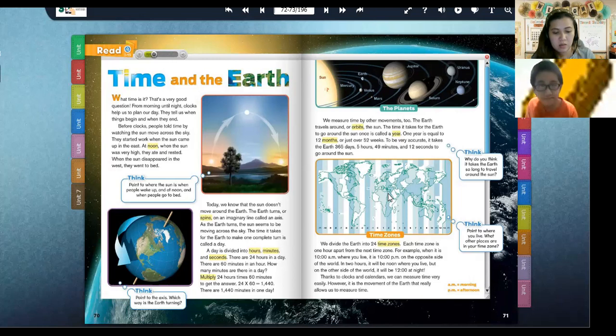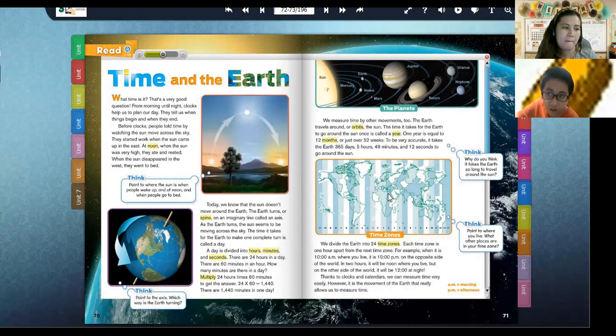Today, we know that the sun doesn't move around the earth. The earth turns or spins on an imaginary line called an axis. As the earth turns, the sun seems to be moving across the sky. The time it takes for the earth to make one complete turn is called a day. A day is divided into hours, minutes, and seconds. There are 24 hours in a day. There are 60 minutes in an hour. How many minutes are there in a day? Multiply 24 hours times 60 minutes to get the answer. 24 times 60 equals 1,440. There are 1,440 minutes in one day.